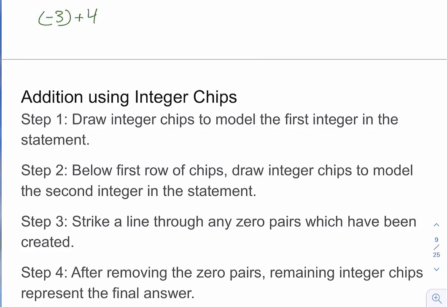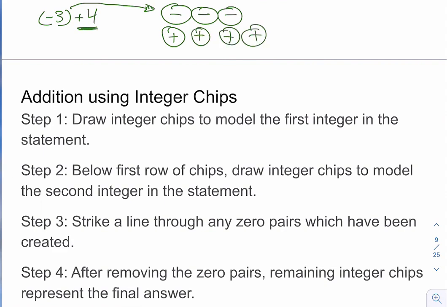Same numerals, but a change in signs here. Again, the first step is to draw the first integer using chips. I need 3 negative chips. That's our first integer. Now I need to add my second integer, 4 positive chips: 1, 2, 3, 4. Now I've drawn both integers. Third, strike a line through any zero pairs which have been created. Remember, a zero pair is a positive chip and a negative chip. I have a zero pair here, so I'm going to strike a line through it.